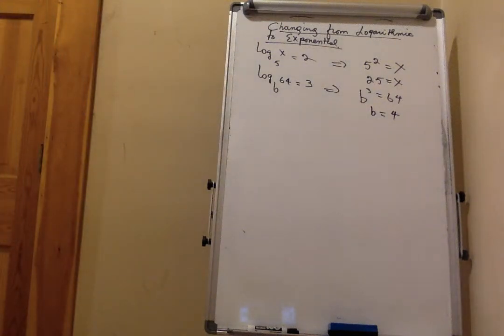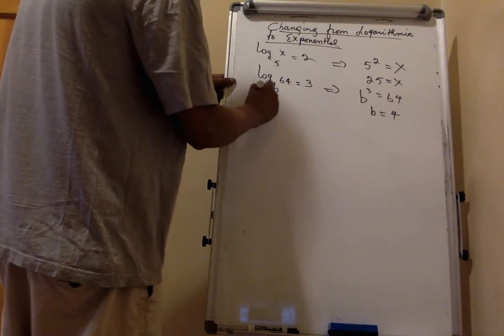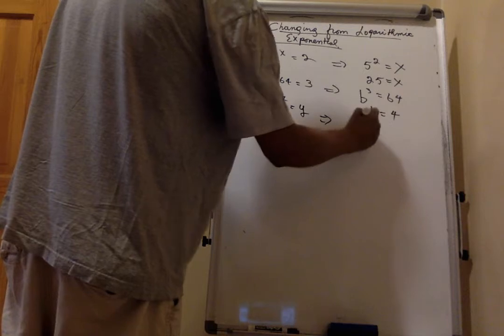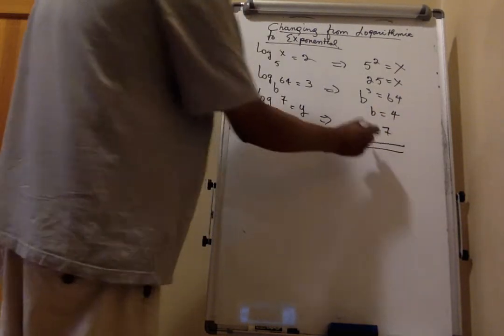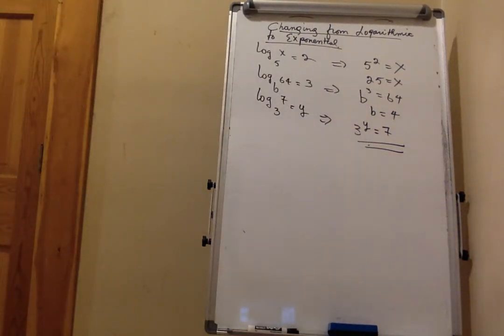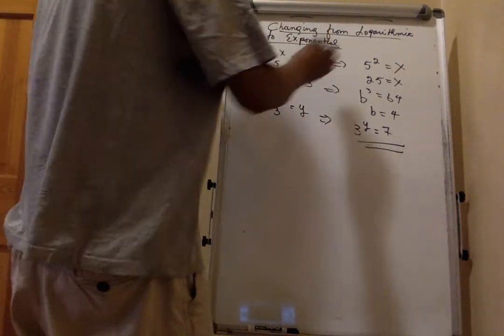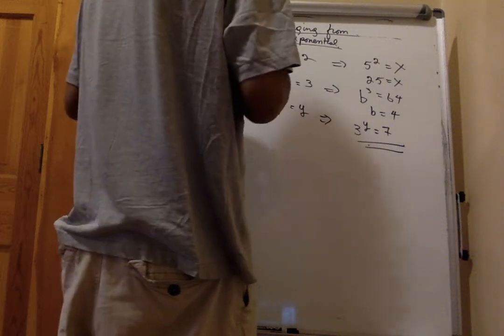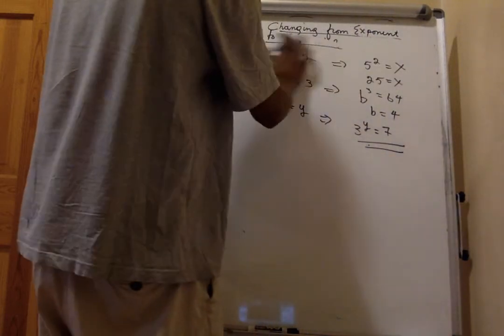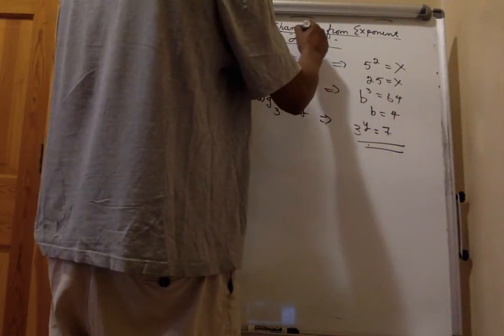Log 7 base 3 is y, and this is 3 to the y is equal to 7, and that's writing it in this form. In that case, we can't find the value of y. We have to use a different form. Now, what about changing from exponent to logarithm? I mean, vice versa.